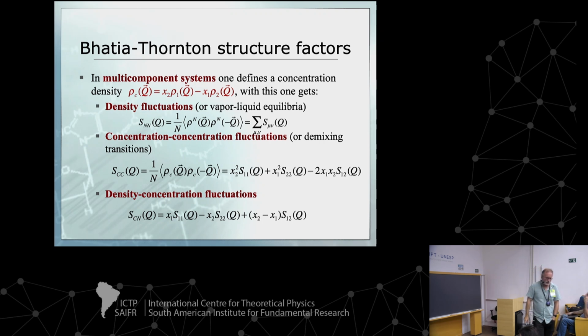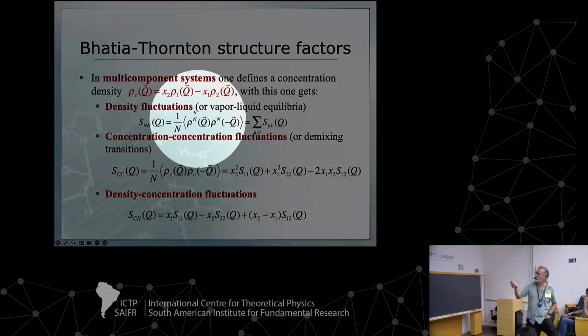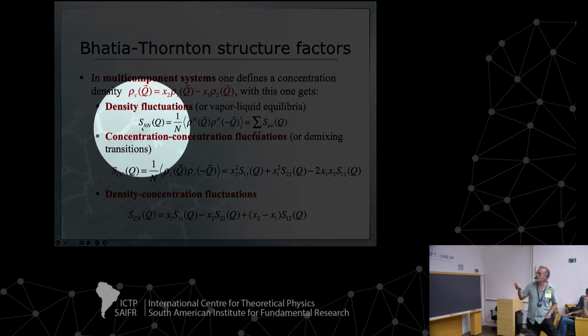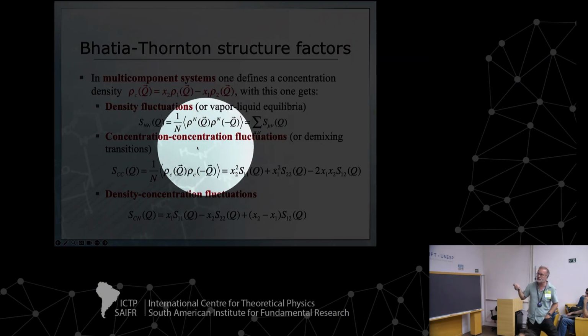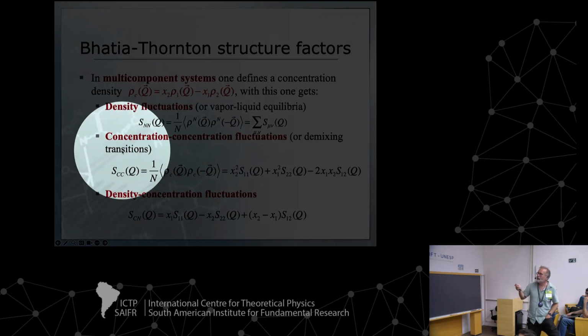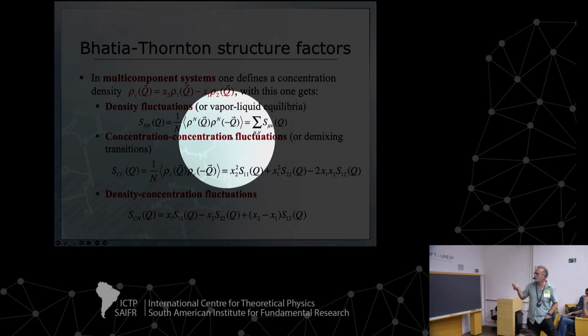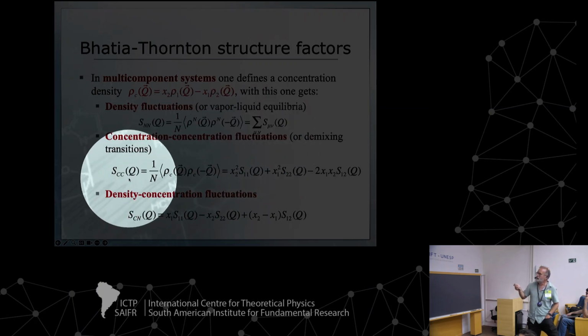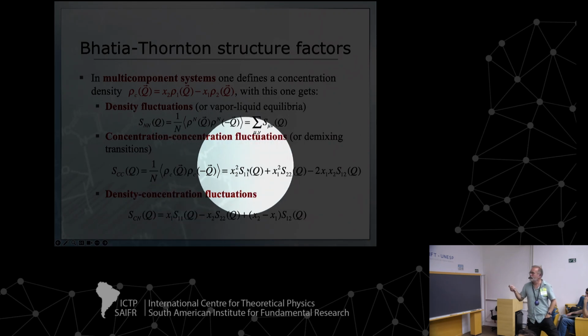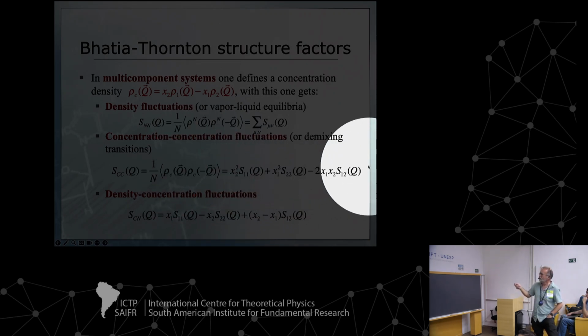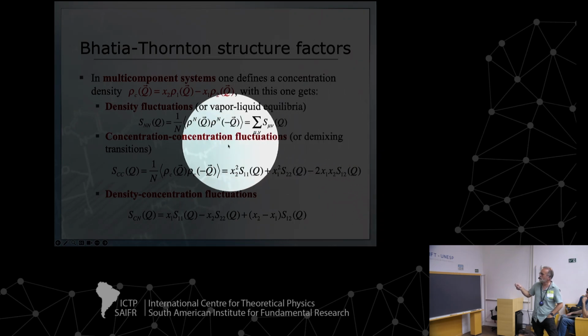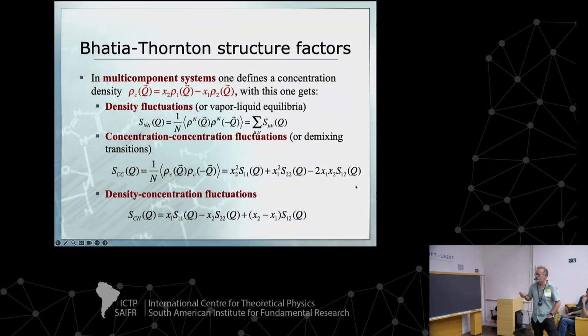This is important to check other types of fluctuations, and is used quite a bit in mixtures, mostly in binary mixtures. And you will see they are called the Bhatia-Thornton structure factors. These people proposed the use of, on one hand, density-density fluctuations. This we already know. But they also introduce the concentration-concentration fluctuations, right? In the case of binary systems, they simply end up like this combination of partial structure factors.